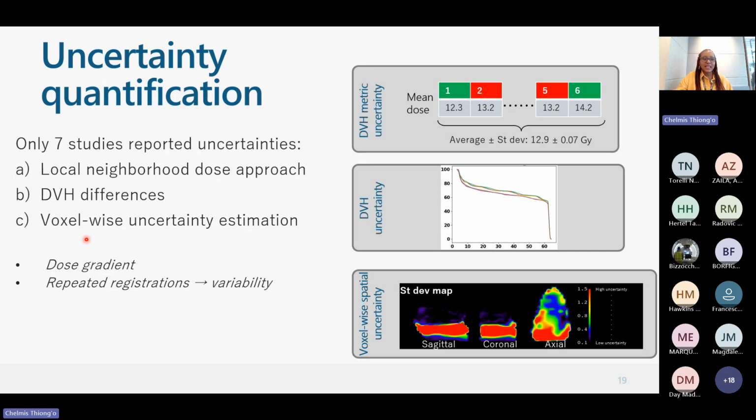I'd like to point out here that we did have a revision between the first time we submitted the paper and the second time, and we had to perform the search the second time. And at the second search, that's when we captured voxelwise uncertainty estimation.